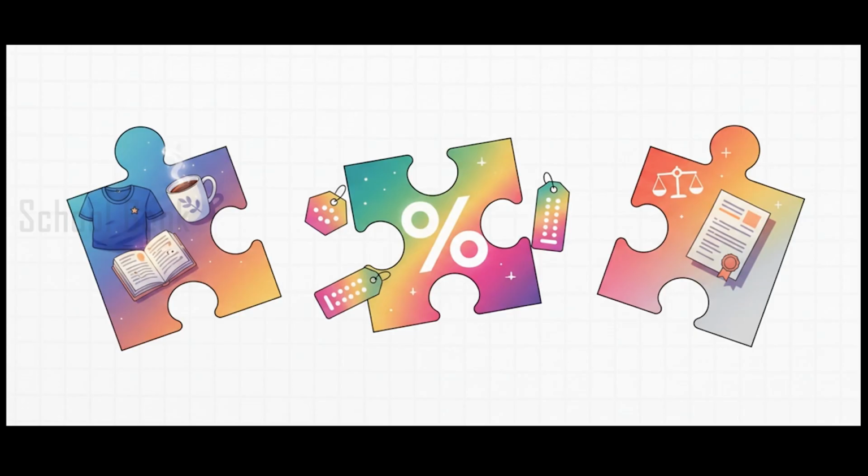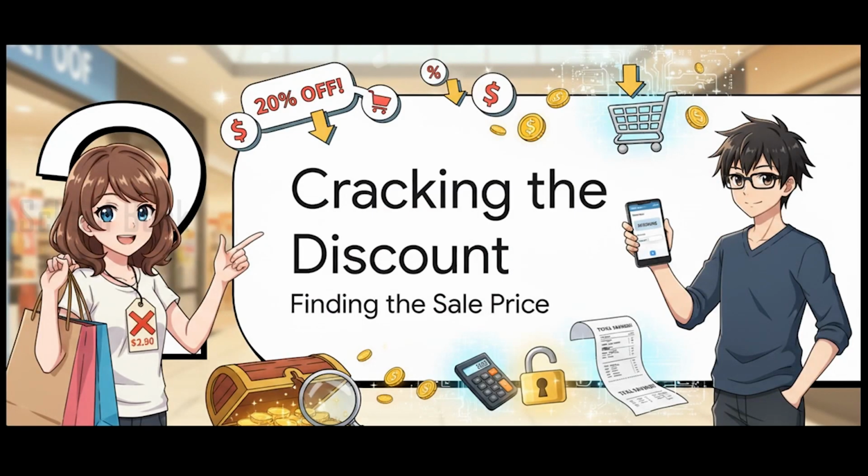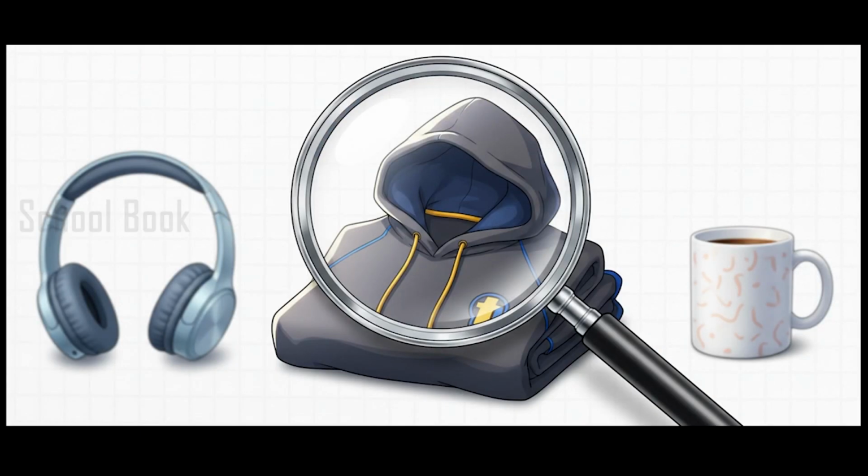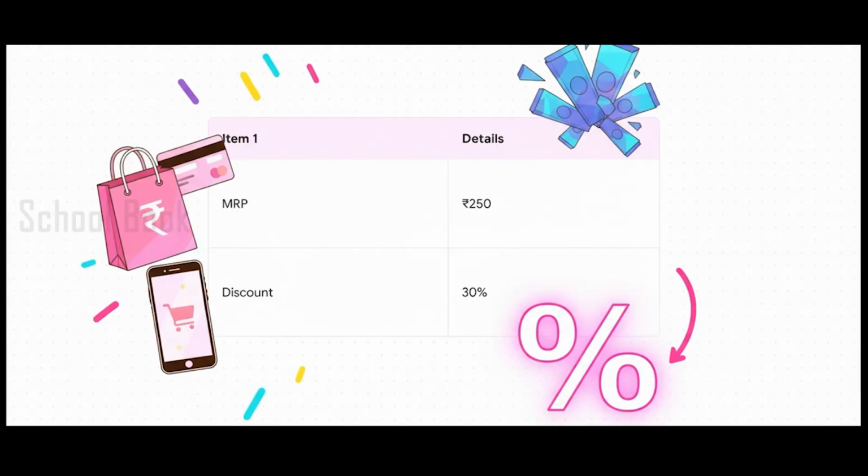So let's start there. First up, we need to crack the discount code. The price you see on the tag, the MRP, is almost never what you actually pay during a sale, right? So our first mission is to find the true sale price for every single item. To keep things super clear, let's just zoom in and focus on one thing at a time. We'll kick things off with item 1. All right, here's what we're working with. Item 1 has an MRP, or maximum retail price, of 250 rupees, and we've got a nice 30% discount on it.